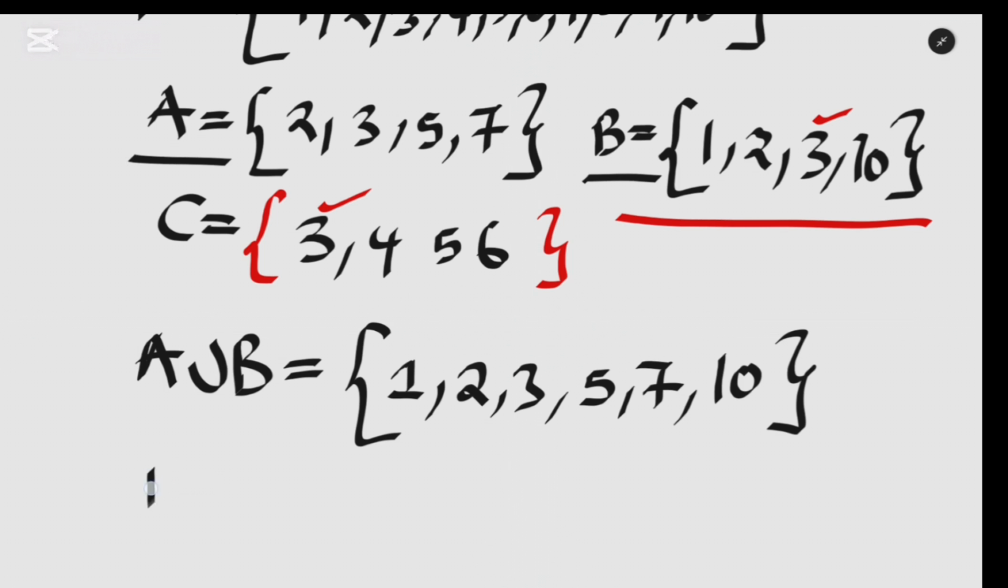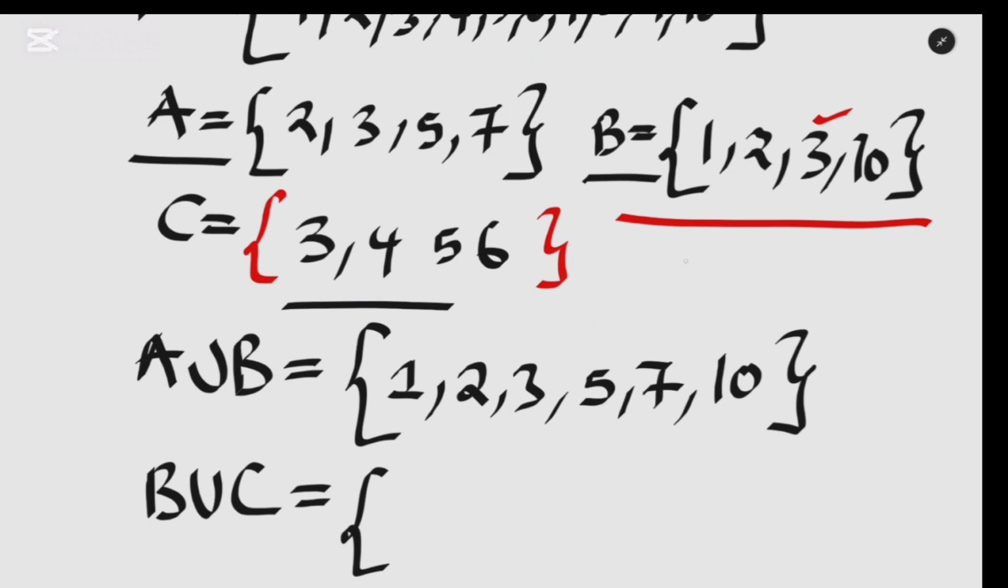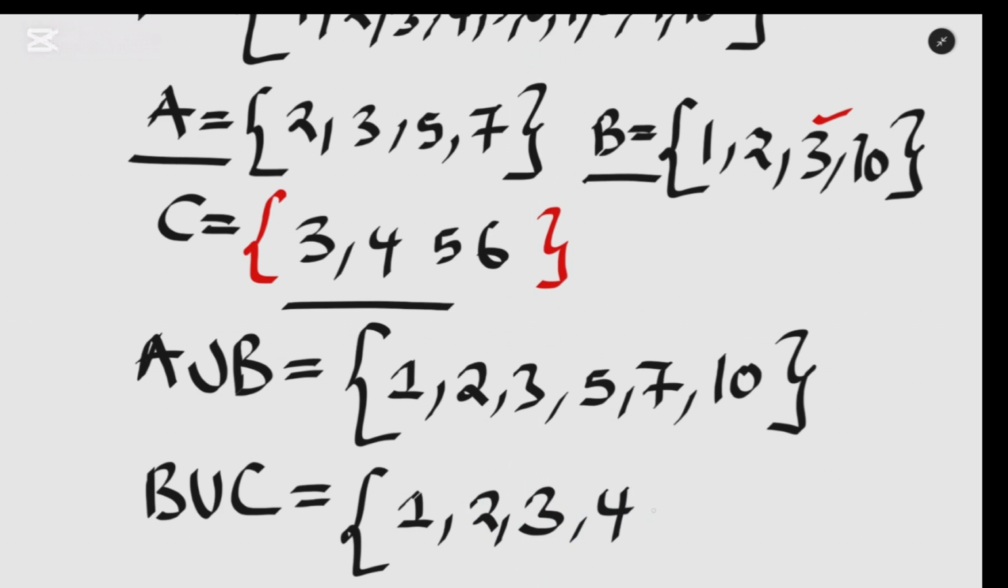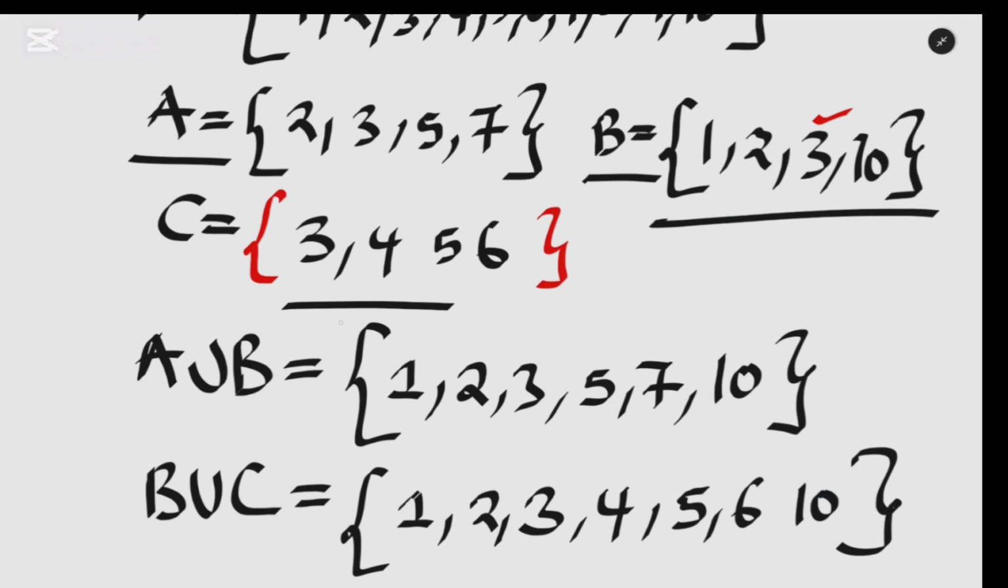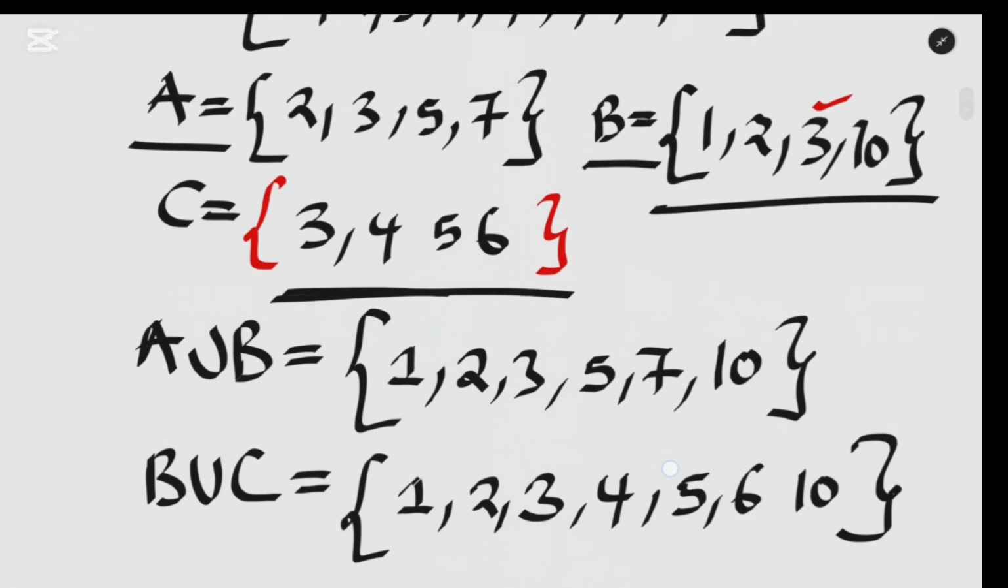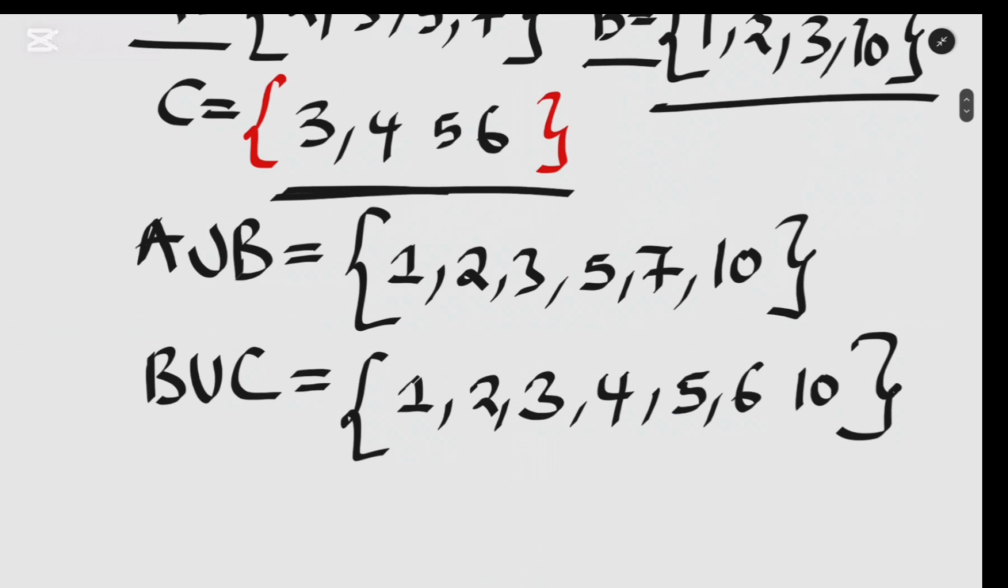Let us have a look at B union C. What about B union C? So we just joined what is in B and what is in C. The smallest number in these two sets is 1, followed by 2. There's a 3, there's a 4, there's a 5, there's a 6, and of course there's a 10. Okay? So you've just joined B and C. So that is B union C.